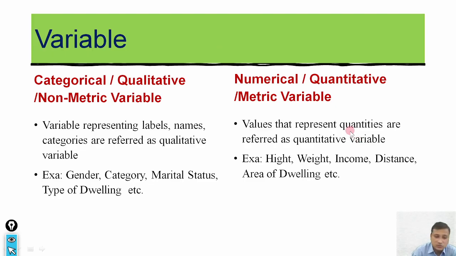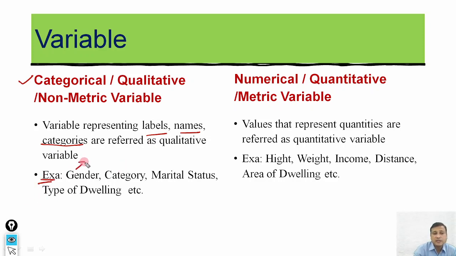So we'll start with the first type of variable, that is categorical, qualitative, non-metric variable. They all are the same. What does that mean? They are variables representing labels, names or categories. If there is a variable under which we are getting the responses in different categories or in words or some kind of names, then those variables will be known as the categorical or qualitative or non-metric variable. And here are the examples.